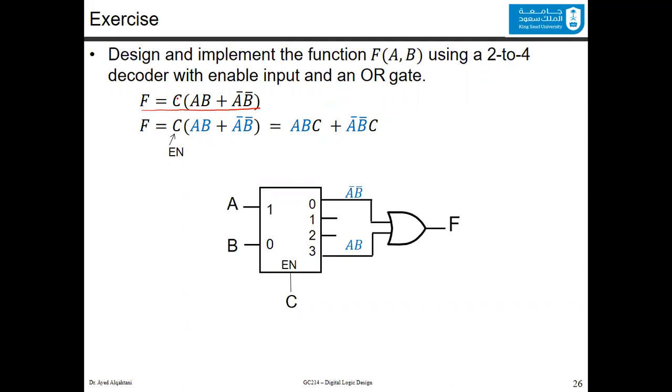You could consider the C as an enable, and you will write it here. And notice that it must be factored. Even if the function is not factored, you have to generate the enable, which is in this case the C, as a factored input, and you put it right here. And the other two here are certain minterms in the 2 to 4 decoder. The first minterm here, which is AB, corresponds to number 3, and A bar, B bar corresponds to number 0.